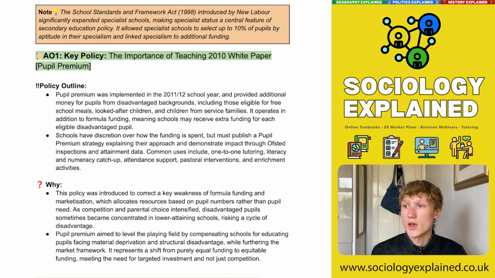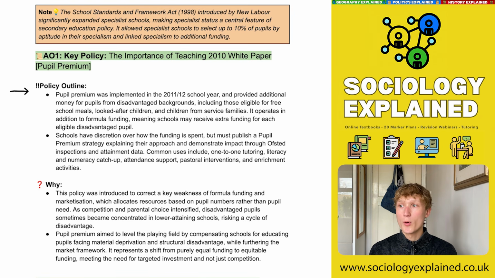And this was expanded by the new Labour government with the School Standards and Framework Act of 1998, which allowed specialist schools even more choice to select up to 10% of students by how good they were at the school's specialism. And this could, of course, then win them even more of that money. You then have the Importance of Teaching white paper in 2010, which is the idea of pupil premium. This was a similar policy, but it was designed slightly differently.